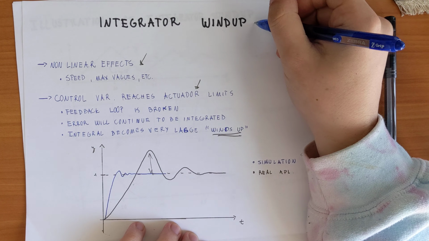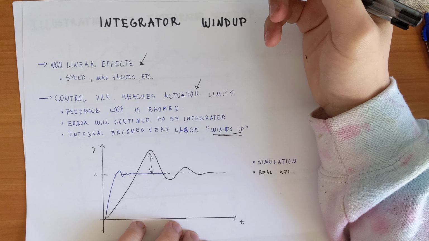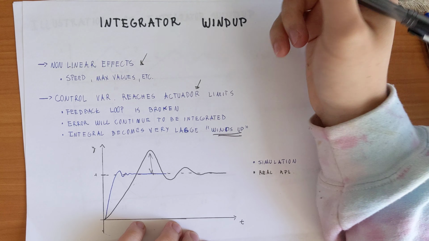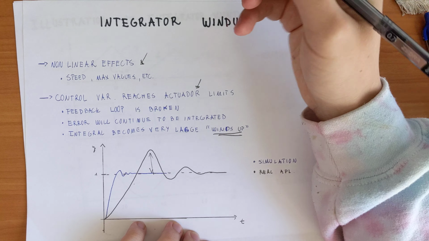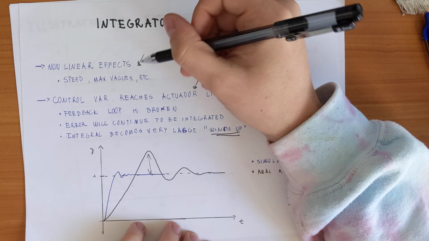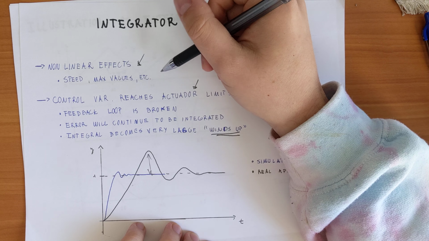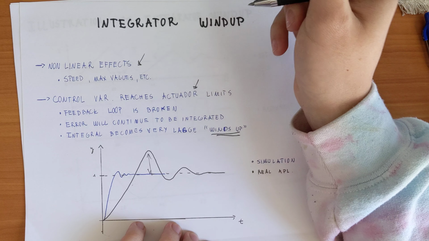Today we're going to talk about integrator windup. So what exactly is integrator windup and how can we solve it? Okay, so when you design a controller for a system, there are some non-linear effects on every system that we have to take into consideration. So for example, this is max speed, max values. For example, if you have valves, they can only be so much, 100% open, 100% closed, and so on.